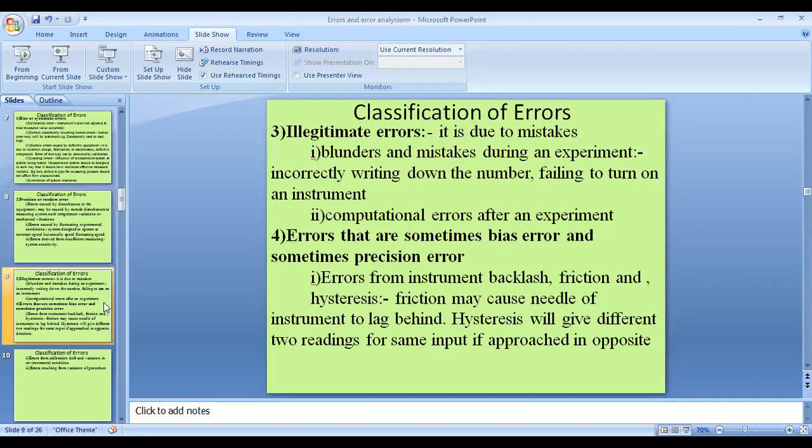So we'll move to the next two errors, that is illegitimate errors, or errors which are mixed bias error or sometimes precision error. So we'll take a break, and after 10 minutes we'll come back and continue this topic on error and error analysis. Okay, thank you.